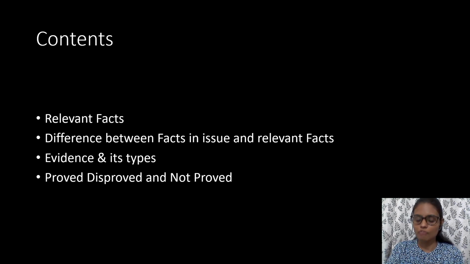In this lecture, we would be dealing with four topics: relevant facts, the difference between facts in issue and relevant facts, evidence and its types, and fourth, proved, disproved, and not proved. All these three are words that are very prominent for the law of evidence, and we would be dealing with the meaning and distinction of proved, disproved, and not proved.